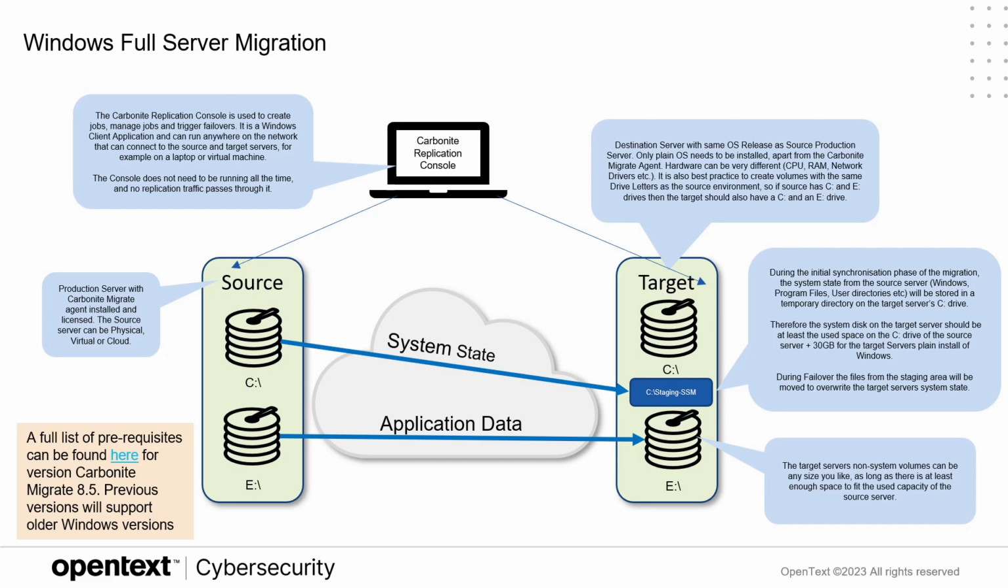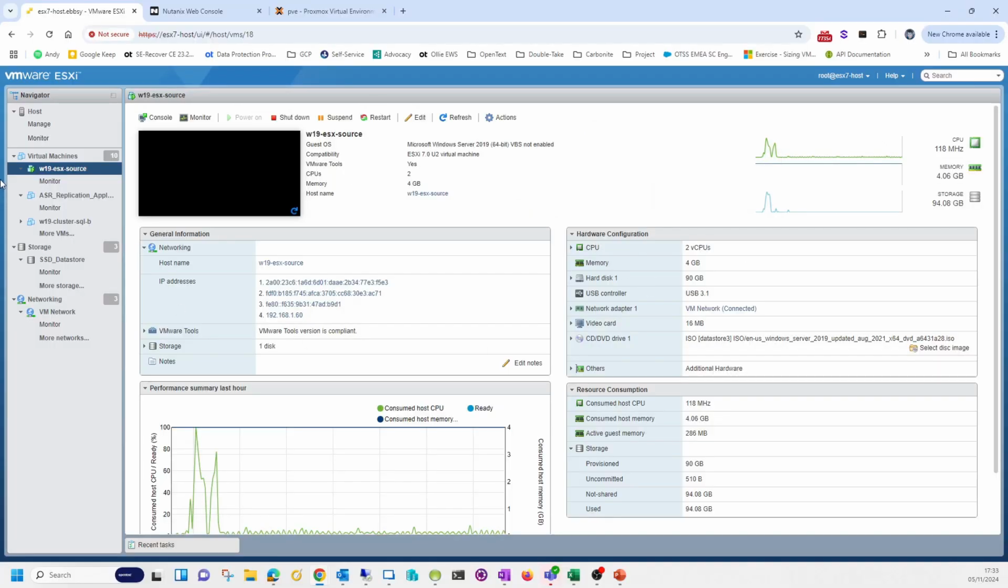And we have a way of migrating a live copy of the system state while everybody's continuing to use the server, so there's no downtime while we synchronize it over to the target. And then once everything's in sync, we will do a cutover, and you'll see the target machine become a clone of the production server. So to start off with, I'm going to just switch through to my consoles here.